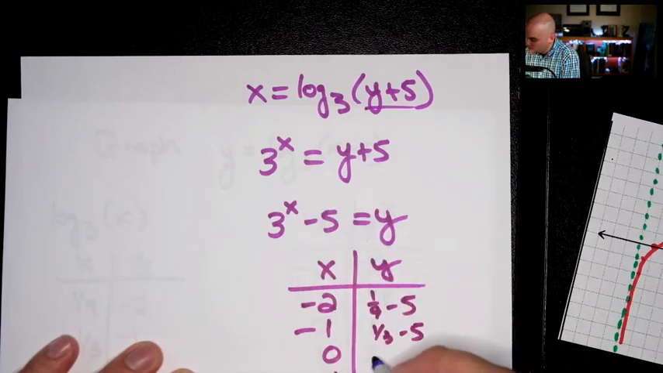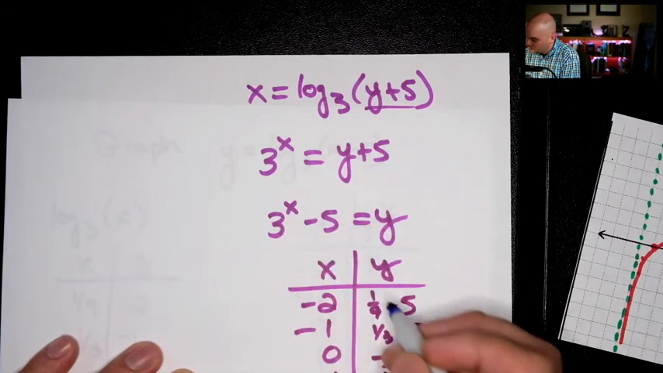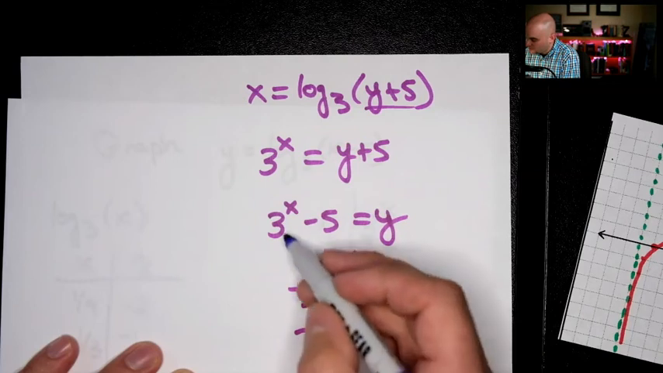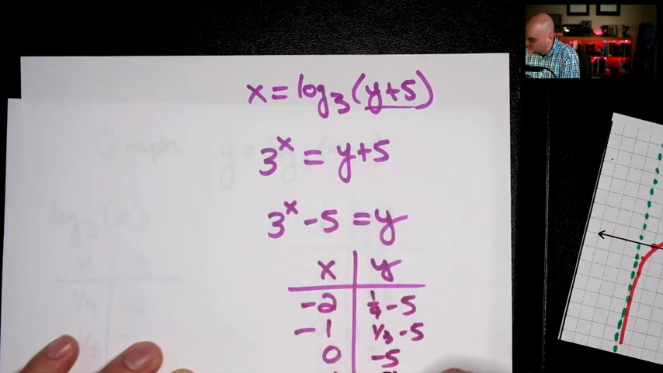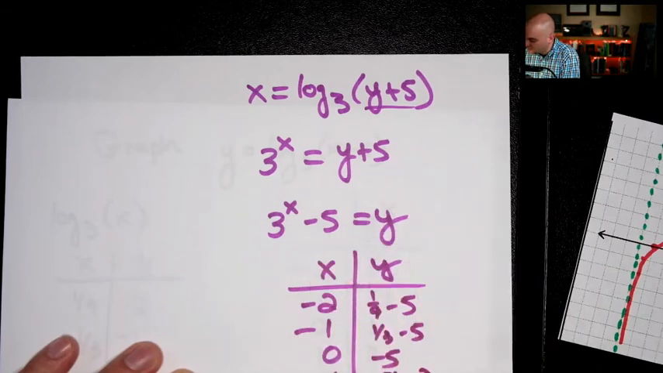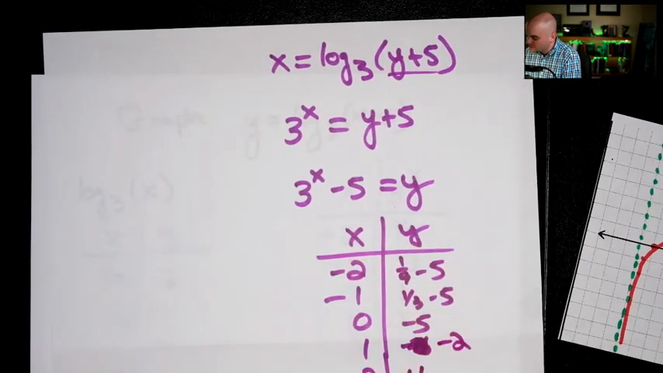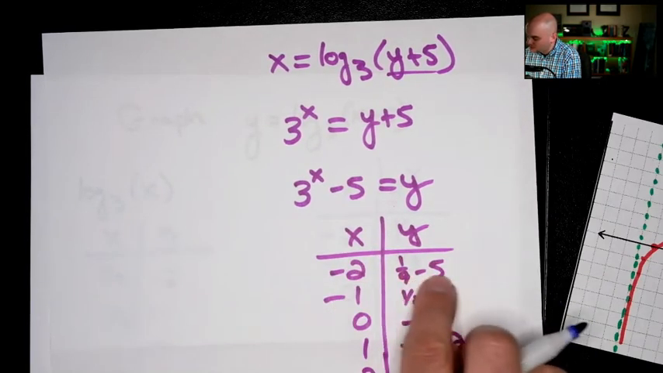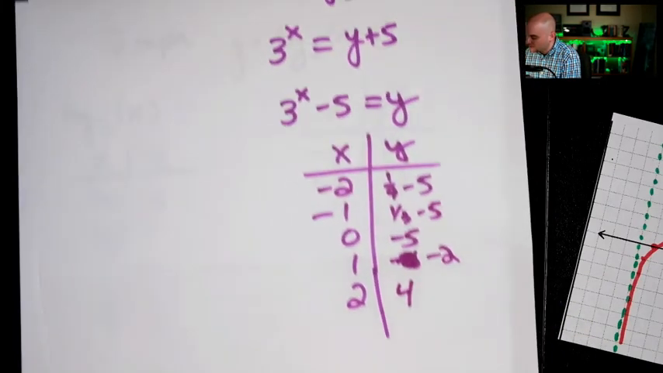And then we get 0 minus 5, which is -5. 1 minus 5, which is -4. Not 1 minus 5. 3 minus 5. 1 right there. I'm moving too fast here. 3 minus 5 is -2. And then 3 squared is 9 minus 5 is 4. So this is my xy chart here. I do need to probably work these fractions out.